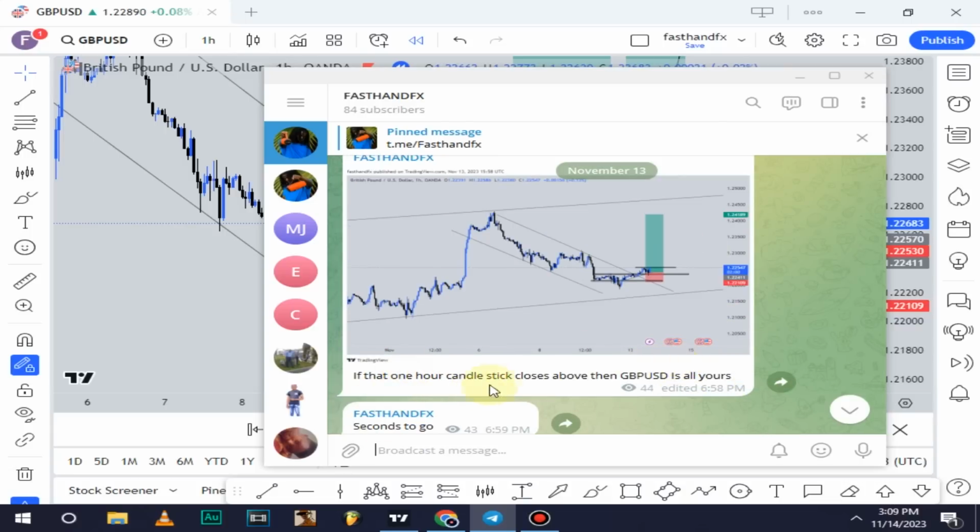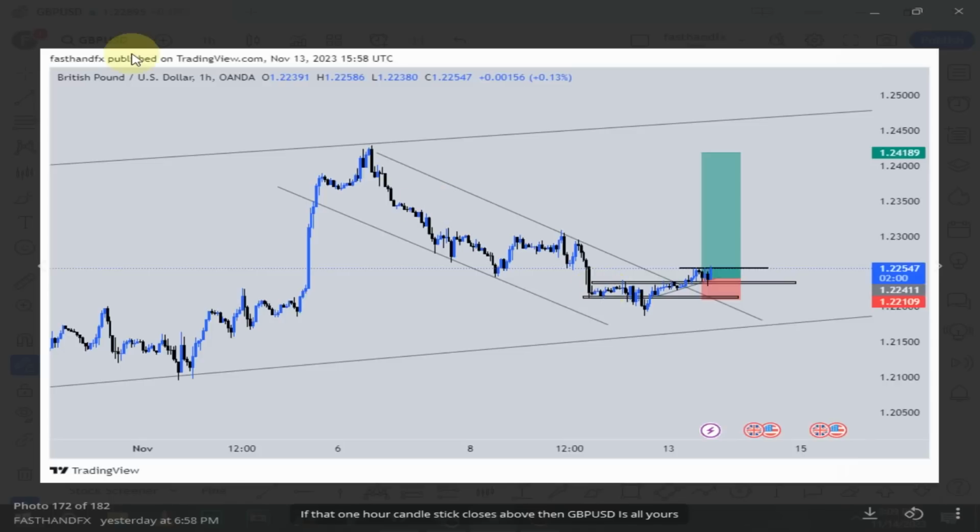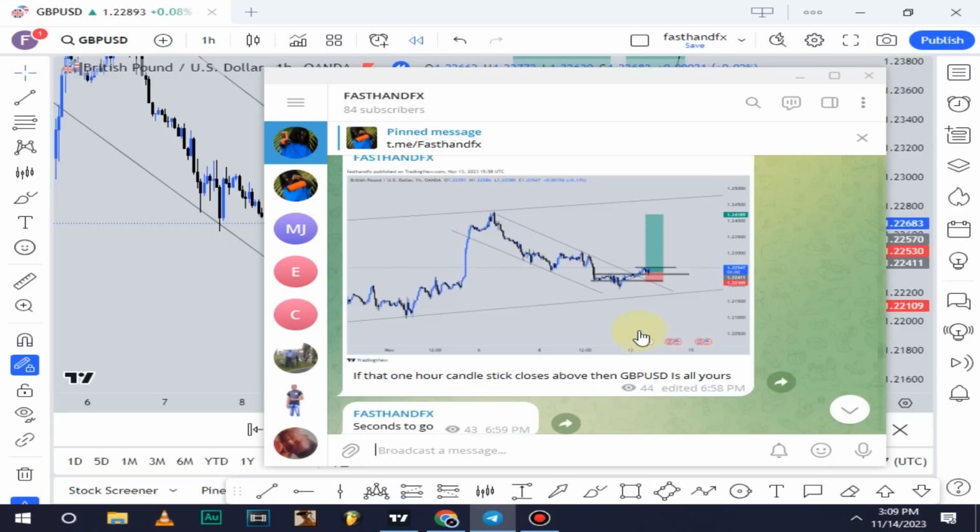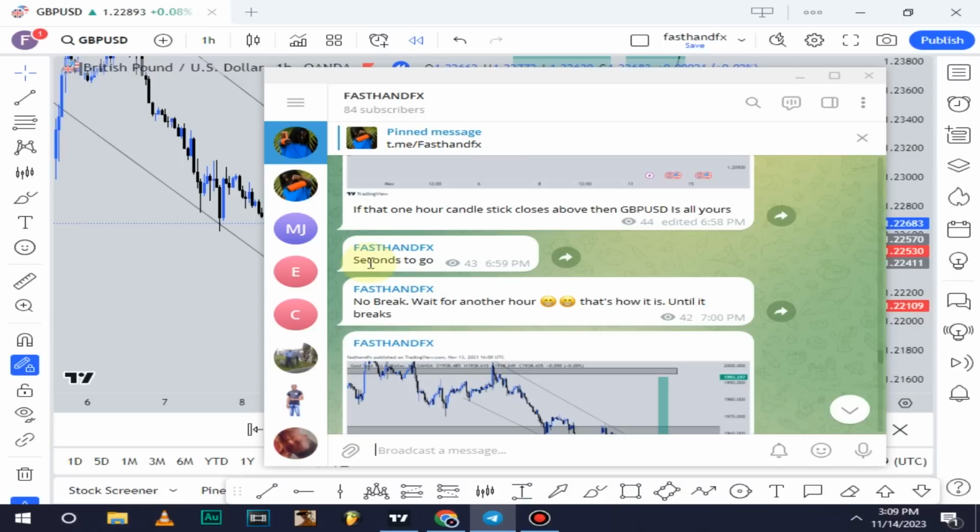I said if that 1 hour candlestick closes above, then GBP USD is all yours. That was sent at 6:58 my time. Look at this. This is current. So yes, it did. And then before that, seconds to go.